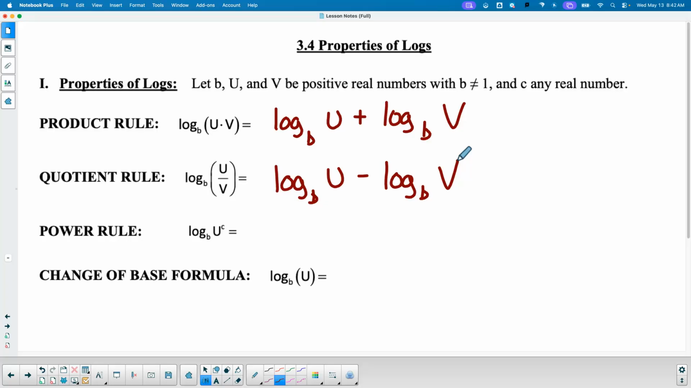Okay? Right? So division goes with subtraction. Okay? What about the power rule? C times log base B of u.